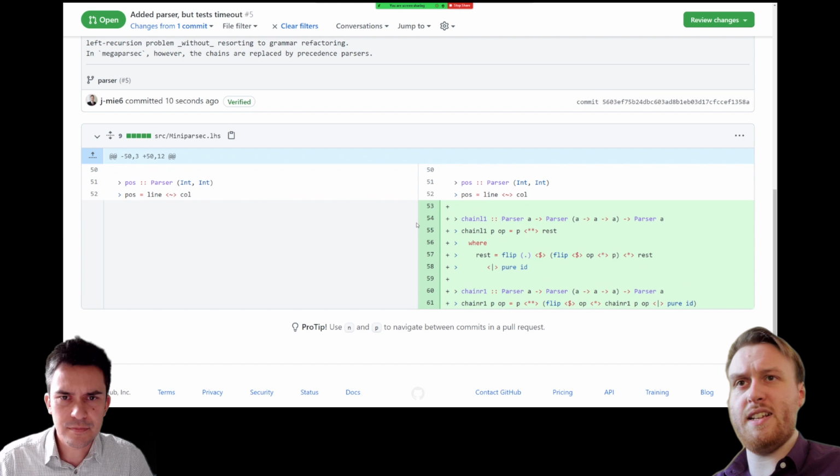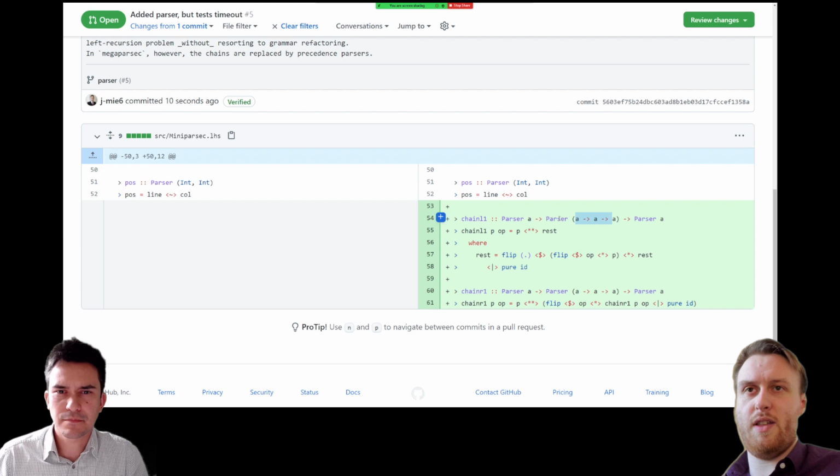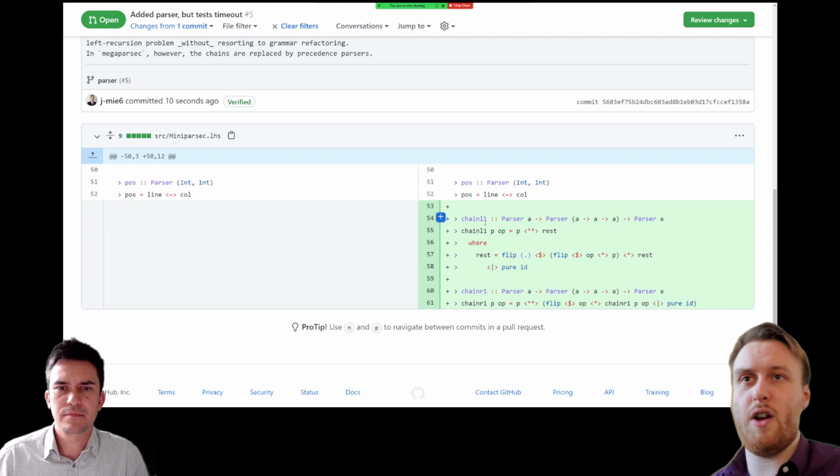Okay. So I've added these two combinators, chainL1 and chainR1. They both have the same type. Essentially, they take a P and an op. The op has a function that combines results, and they'll parse P op, P op, P op, P op, P until they run out. And then they'll apply these operators either left associatively or right associatively, depending on the letter that's in the name of the chain.